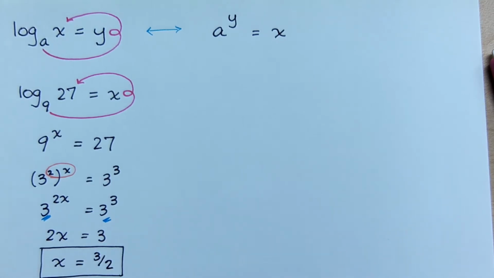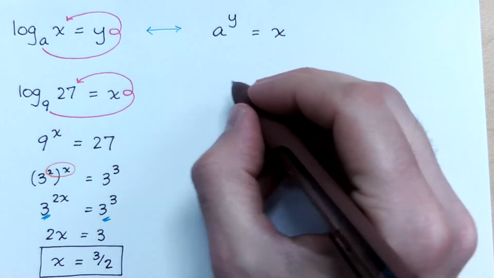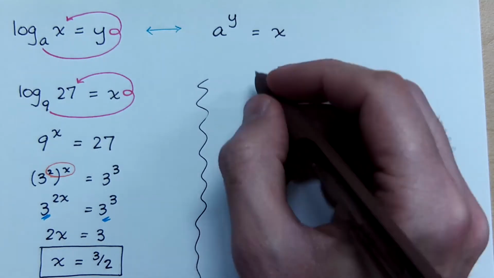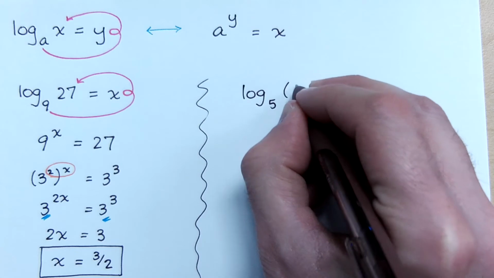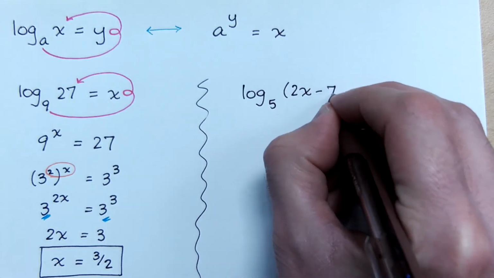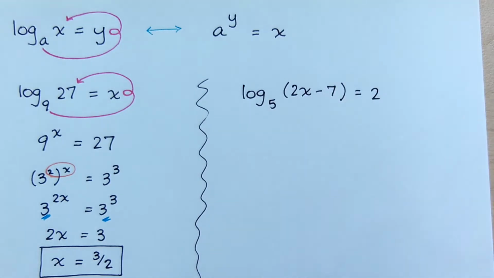Now, again, we didn't have to do it that specific way. But this now lets us solve slightly more complicated questions. So if I say, what is log base 5 of 2x minus 7 equal to 2? Here's my equation. Notice that x is inside the logarithm. And I can't just move things outside of the logarithm. What I can do, though, is I can rewrite this as an exponential equation and see if that helps me out.